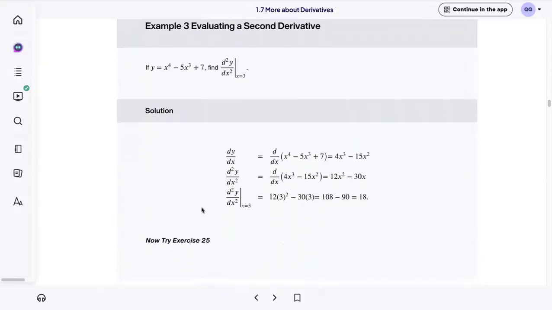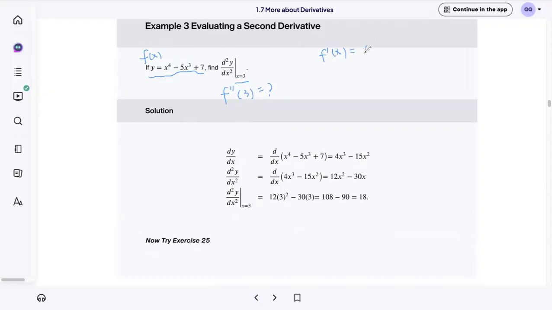Let's see this example. We're given y equals this polynomial of degree 4, and we want to find the second derivative. Then we want to evaluate at x equals 3. Well, better to think of it as f of x, right? And we want to find f double prime of 3. That's the goal. So we need to find the first derivative.